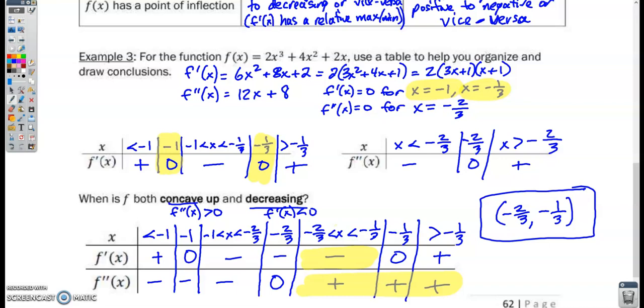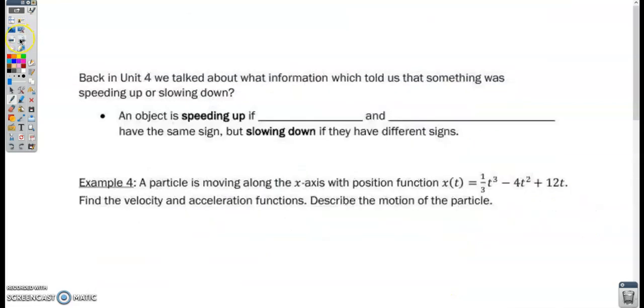This is our second video in our series for section 5.9 of AP Calculus, connecting a function, its first derivative and second derivative. We're going to pick up where we left off. We just finished example 3, so we're going to go ahead and turn the page and look at our last couple of examples.